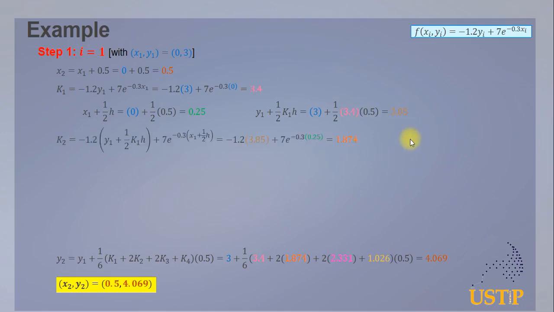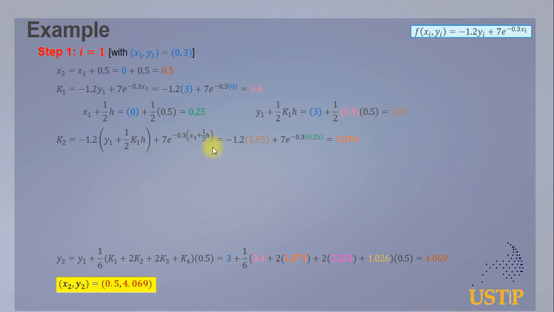So, then, para ma-solve na tong k2, we will just substitute these values sa atong function na negative 1.2y plus 7e raised to the power of negative 0.3x, no? As you observe, kining y1 nahimo na siya y1 plus 1 half k1 h. Then, ang atong x, nahimo na siya x1 plus 1 half h. So, ato lang siya i-substitute dira.